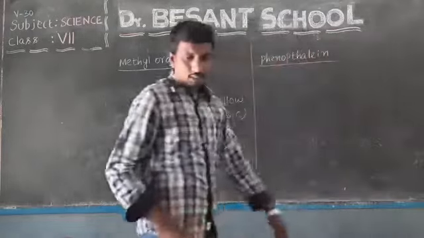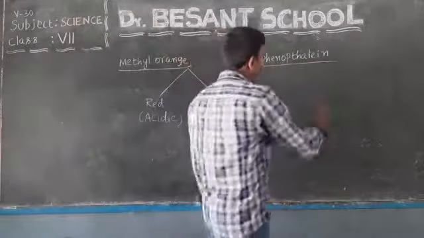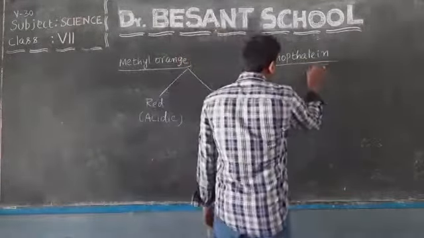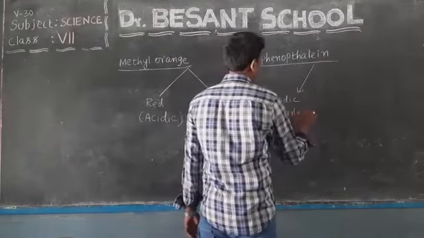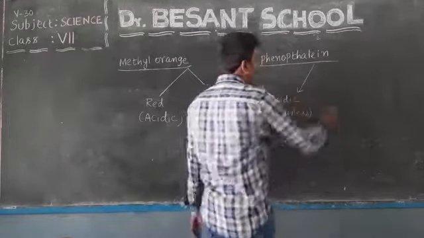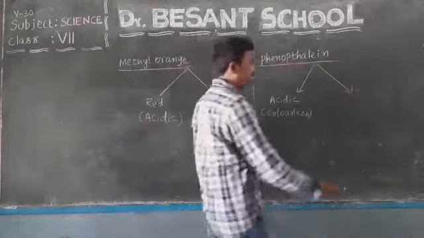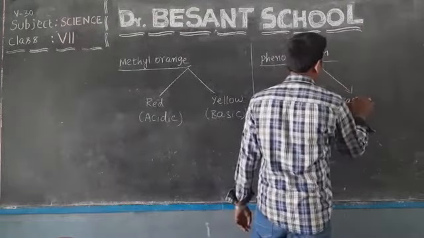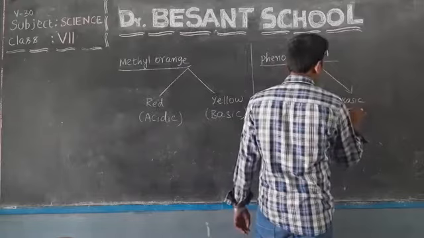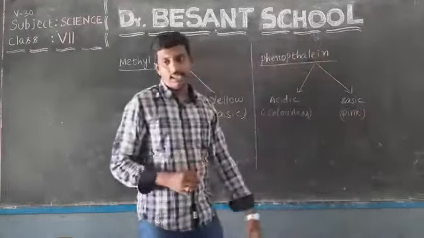One more indicator, that is phenolphthalein. When phenolphthalein is added to an acid, it remains colorless, with no change in color. When this phenolphthalein is added to a base, its color changes to, yes, very good, pink. In basic medium, phenolphthalein shows pink color.